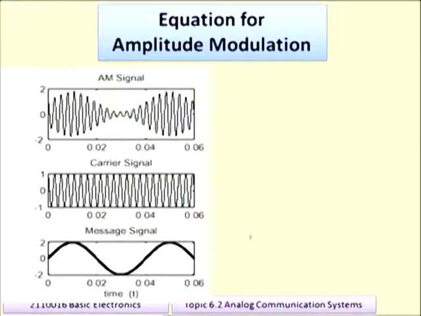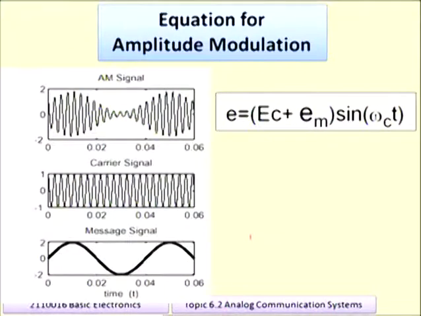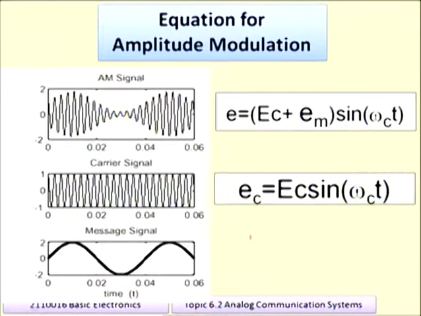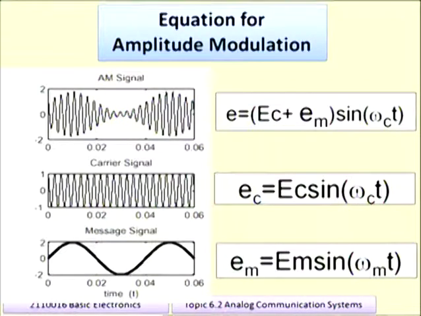This is a discussion of the equation for amplitude modulation. Mathematically, the carrier signal can be represented with this equation: the instantaneous amplitude of the carrier signal is equal to the peak amplitude of the carrier signal, capital Ec, times sine of omega c t, where the carrier frequency is omega c, the radian frequency, otherwise called fc. Fc is the carrier frequency. The information signal we represent as a sine wave with a frequency of fm and a peak amplitude of Em: Em sine of omega m t represents the information signal.